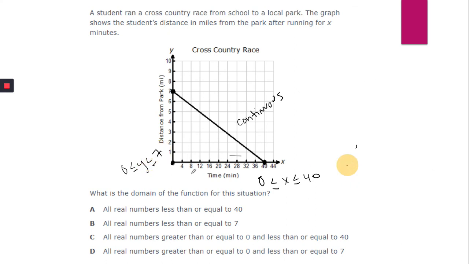So I'm looking for an answer that matches these perfectly. Why does A or B not work? All real numbers less than or equal to blank. That means if it's everything less than 40, for example, that means also the negatives. But we're not. We have to restrict it from 0 to 40. So this is asking for domain. So A and B are automatically out. We're looking for one that matches this, so C is our answer. D is talking about the range.